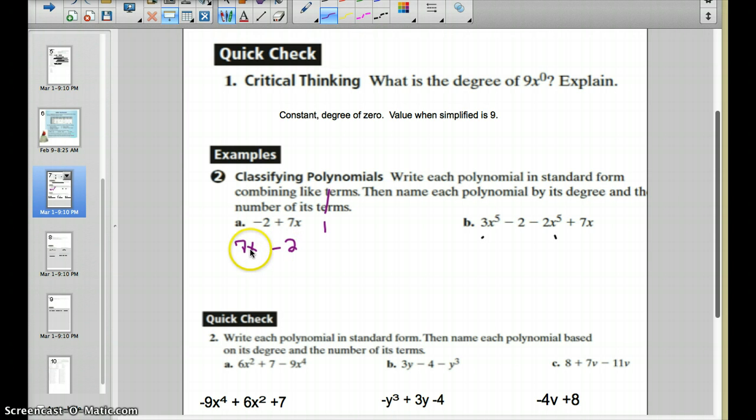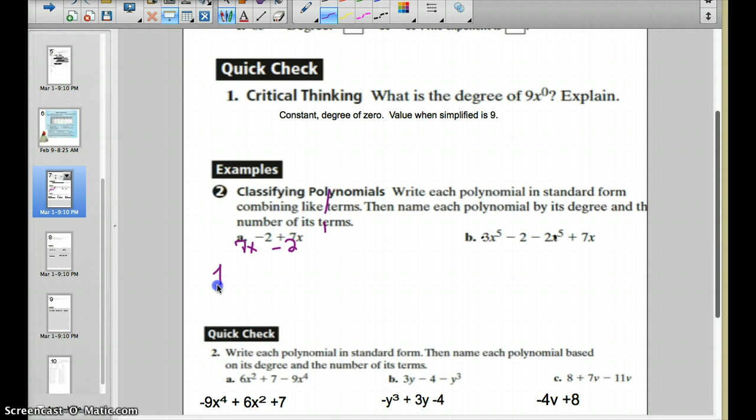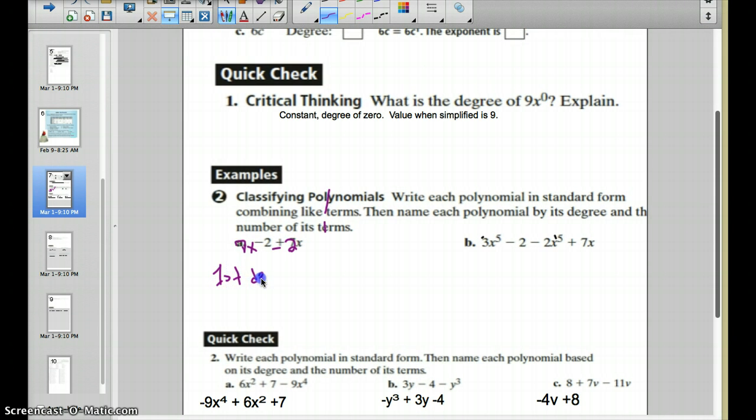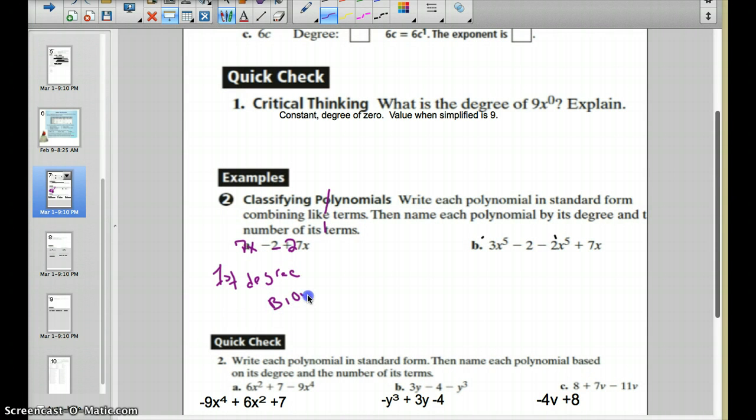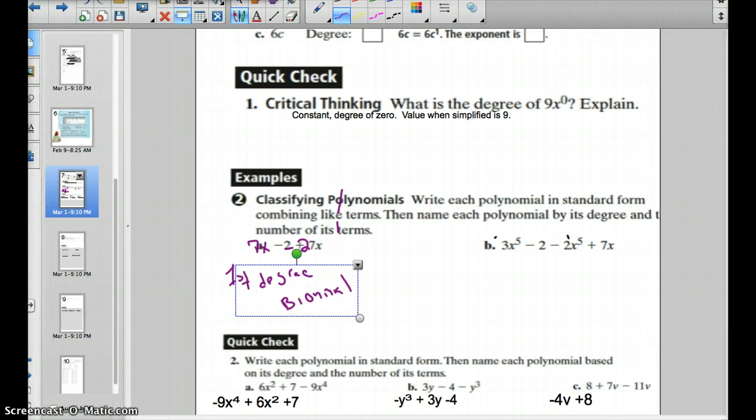The polynomial has two terms. The degree is 1 because this degree is 1 and this degree is 0, so you take the greatest degree. So this is a first degree binomial. Apologize for my writing here. My pen's being a little temperamental.